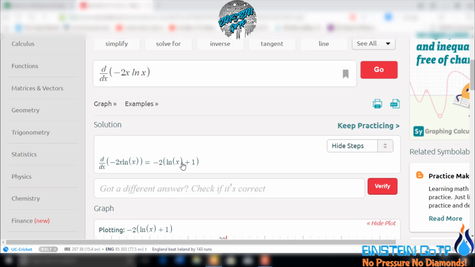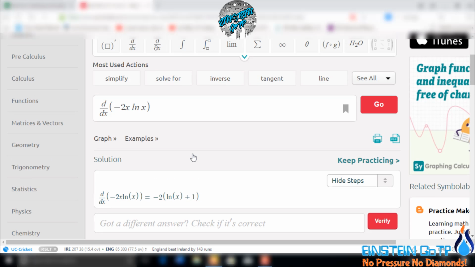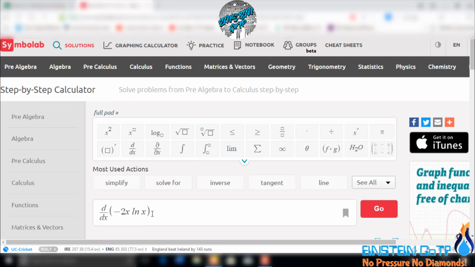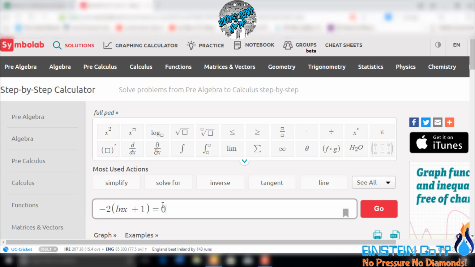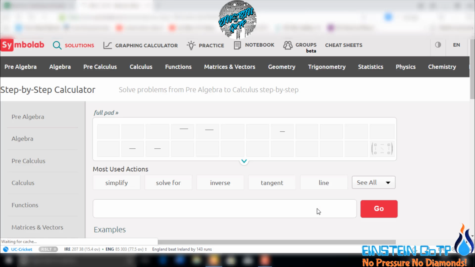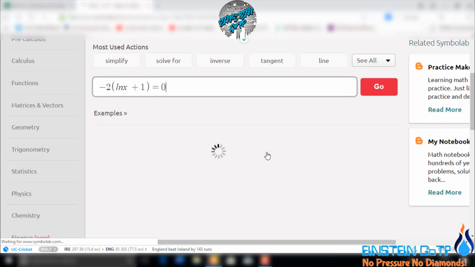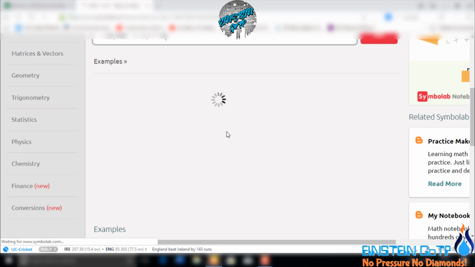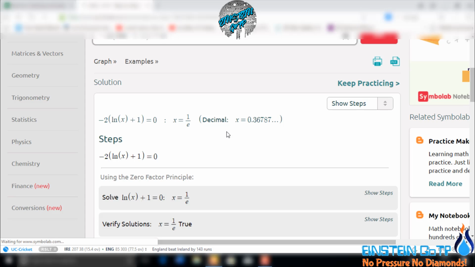So this is basically the derivative. Minus 2 into ln of x plus 1. So let this be 0. So let's calculate the value, what it might be. Value of x: 0.36. Oh my god, can you see that? 1 by e.